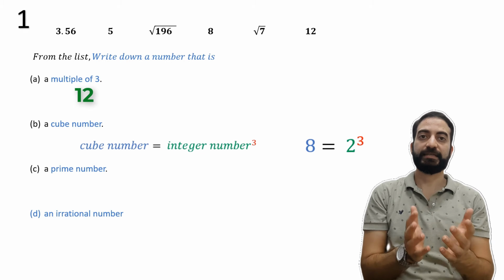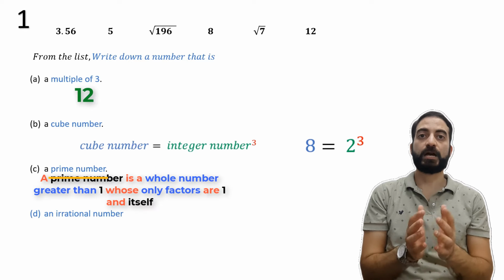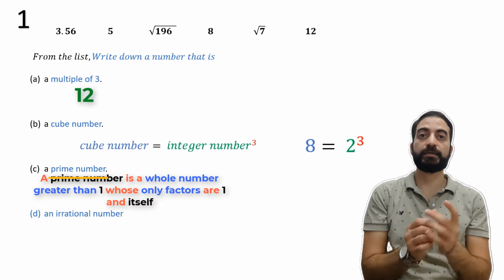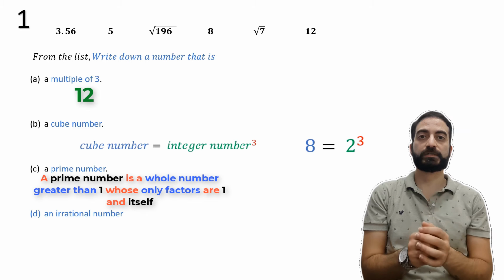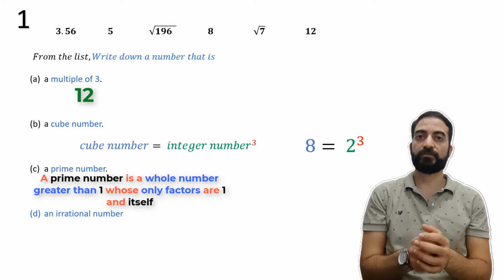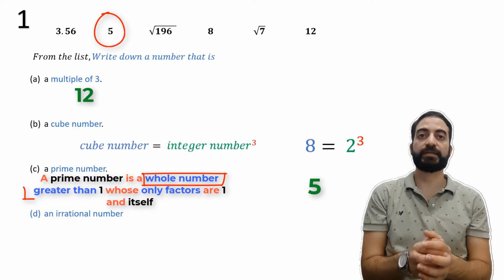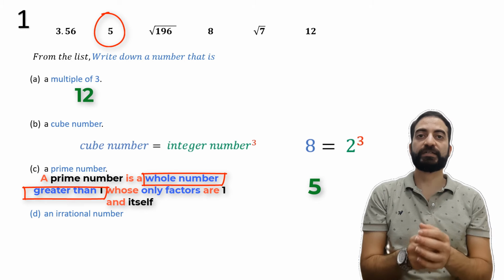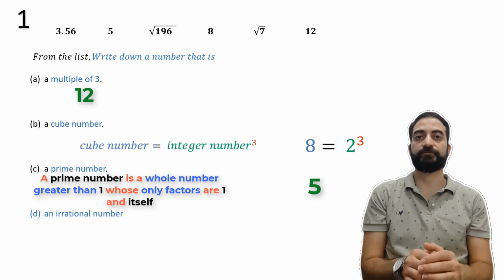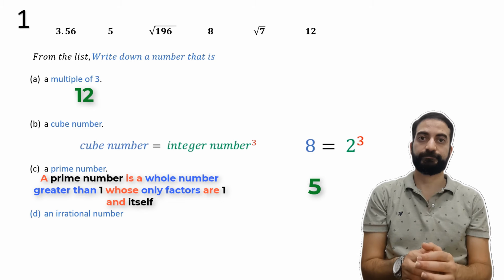Part C, write down a number that is a prime number. A prime number is a whole number greater than 1 whose only factors are 1 and itself. Here we have the 5 being a whole number, greater than 1, and only divisible by 1 and itself. This means that 5 is a prime number.